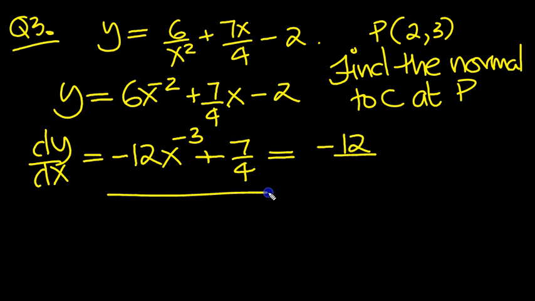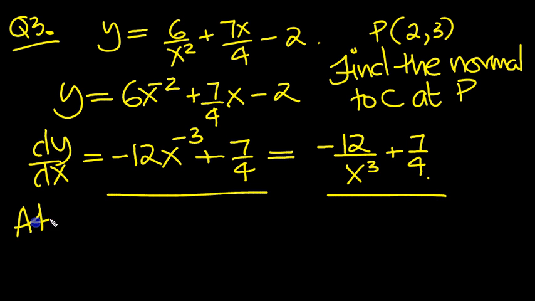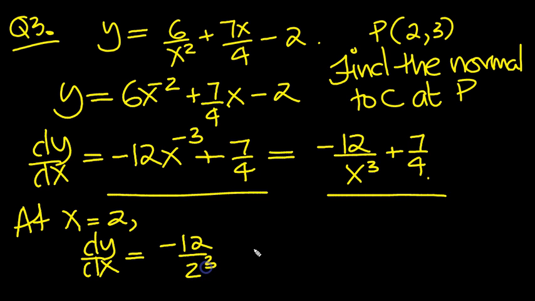So we can tidy that up: minus 12. Now we've done the differentiation, we can tidy it up. Move the x back down because it's easier to calculate with that arrangement, plus 7 over 4. Now we want to work out dy/dx at x equals 2. Put 2 in: minus 12 over 2 cubed, just put 2 in here, plus 7 quarters.